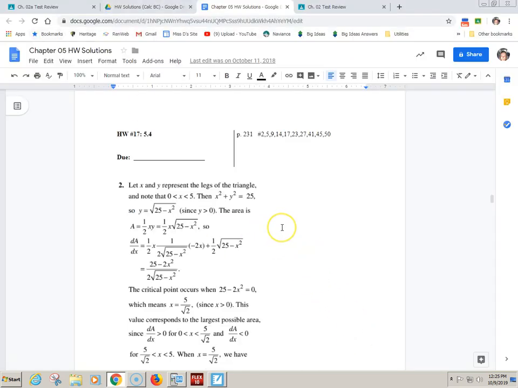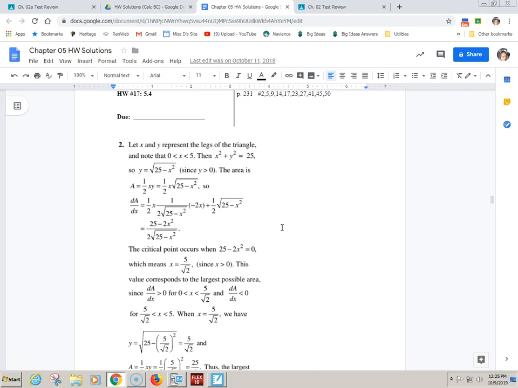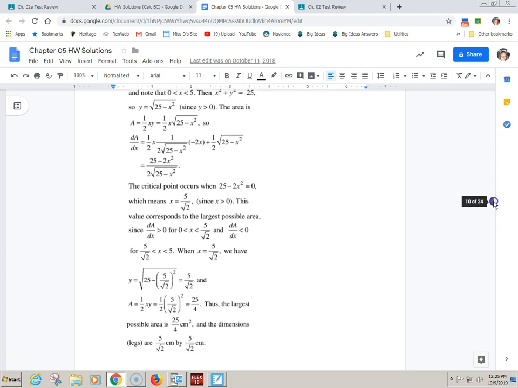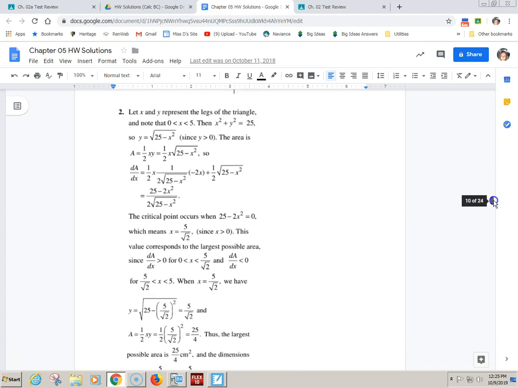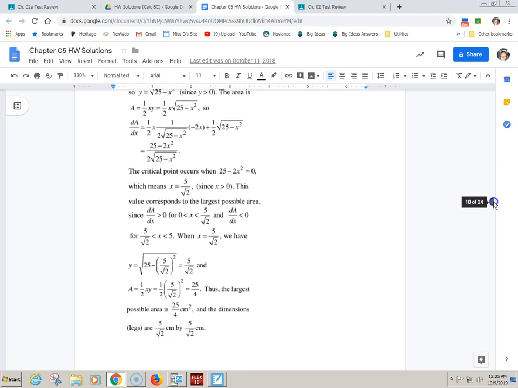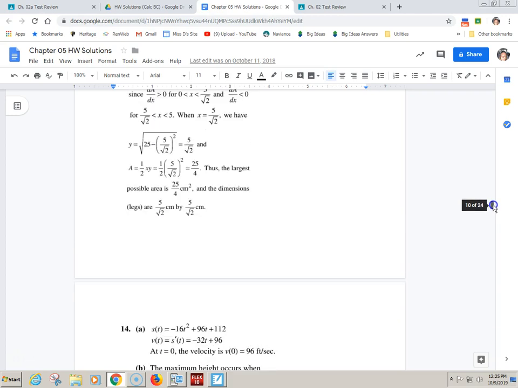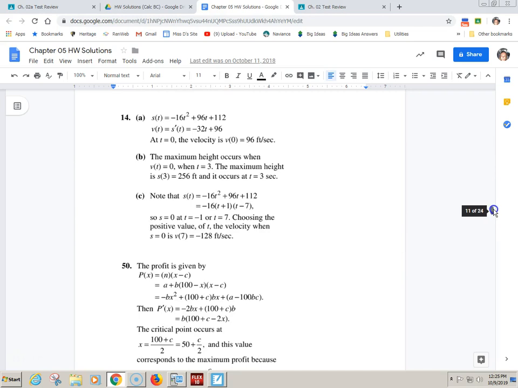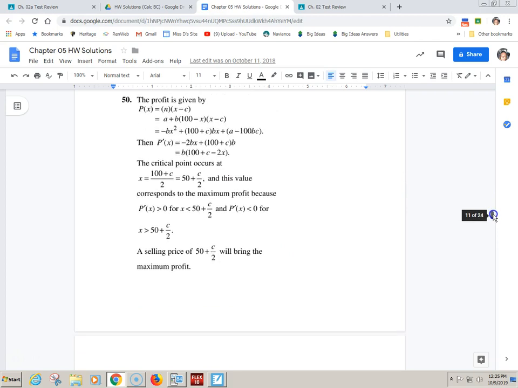We do have your section 5.4 that some of you got stuck on, to be totally honest. If you got stuck on it, what am I doing right now? Recording. And what am I recording? Solutions. To number 2, for instance, where it tells us our final largest area for dimensions. And solutions for number 14, which talks about position, velocity, and different maximum heights, etc. Or the solution to number 50 having to do with profit.